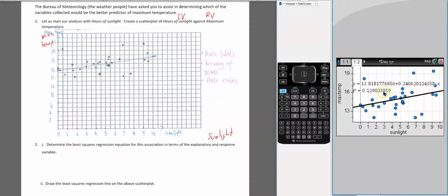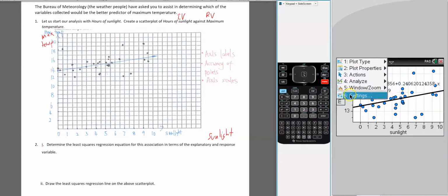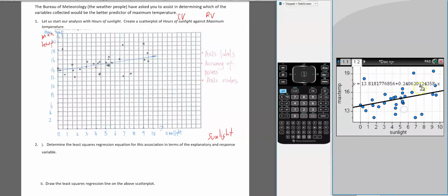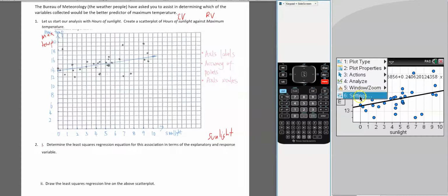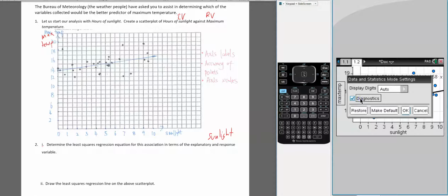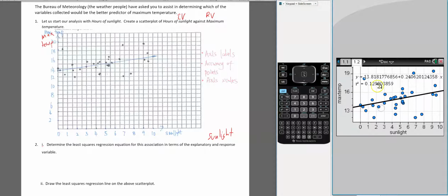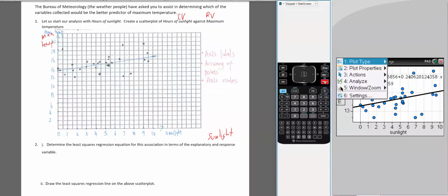Now you'll notice the R squared value comes up. On your CAS, if it doesn't come up, this is what you need to do. You need to go to menu, settings, and click this diagnostics button. Now go make default, and so now every time you create the least squares regression line, your R squared value will come up. If your calculator doesn't come up with number 6 settings, it means that your calculator is out of date, which means you'll need to get it updated from your teacher.